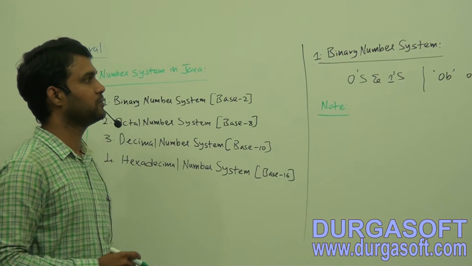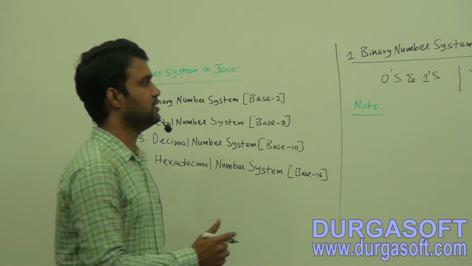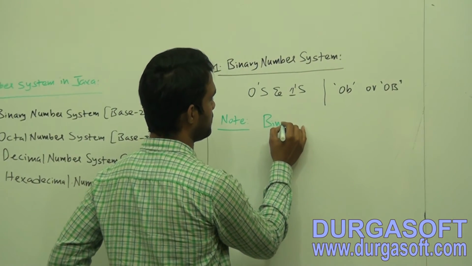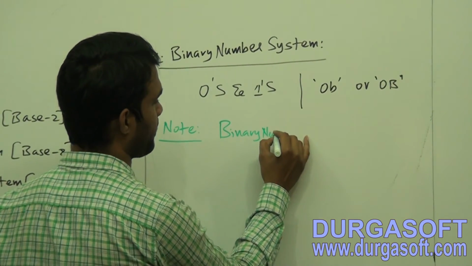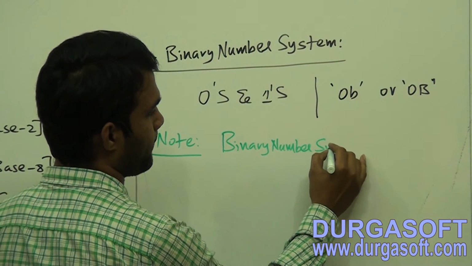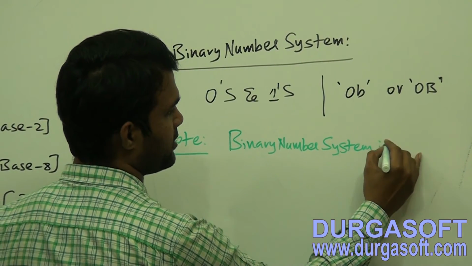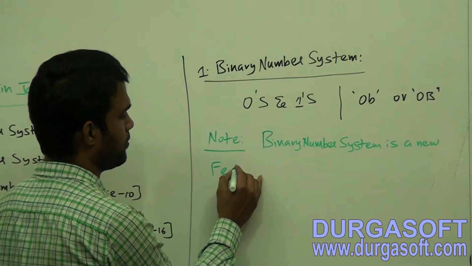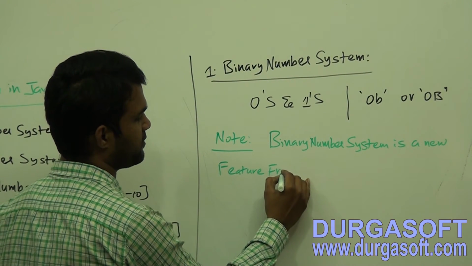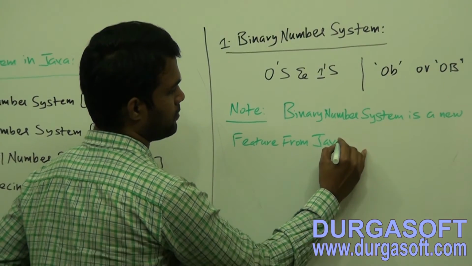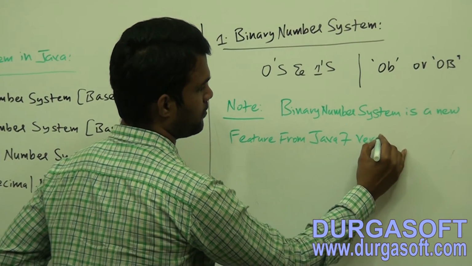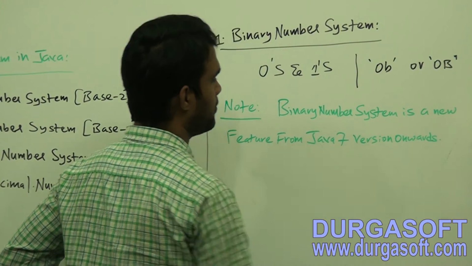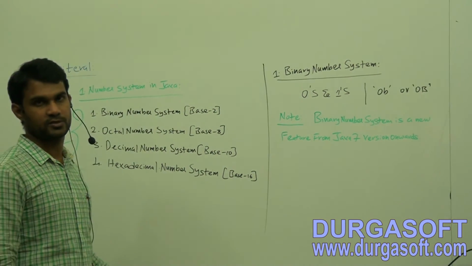What is the important note point here? In Java 7, the binary number system is a new feature from the Java 7 version onwards. That's it. These things come under the binary number system.